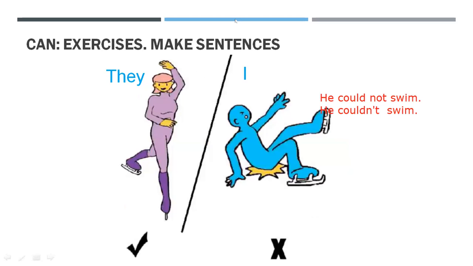Okay, exercise. So make the sentence. They can ski. Okay, they can ski. Negative. I can't ski. He cannot. In the past, they could ski. Negative, they couldn't ski. Okay. Very good.